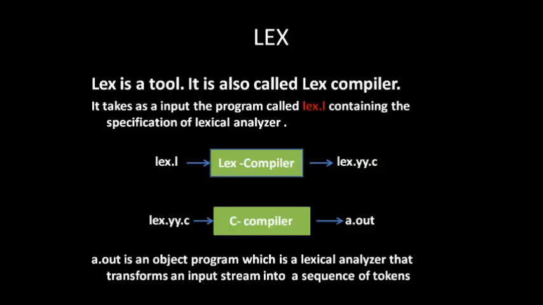So when this C program, which is given as output by the Lex compiler, runs on the C compiler, it gives a.out as output. And this a.out is an object program. It is a lexical analyzer, and it will transform the input stream into a sequence of tokens.